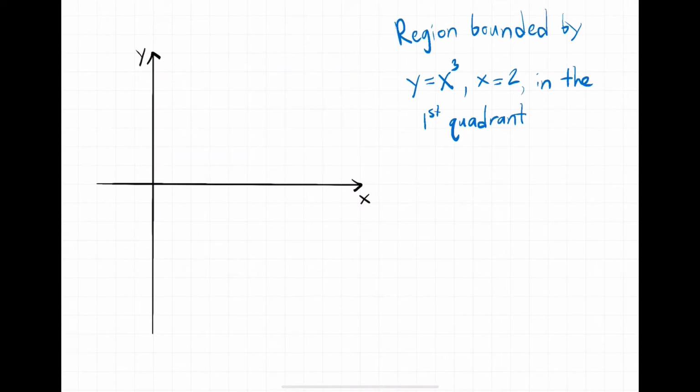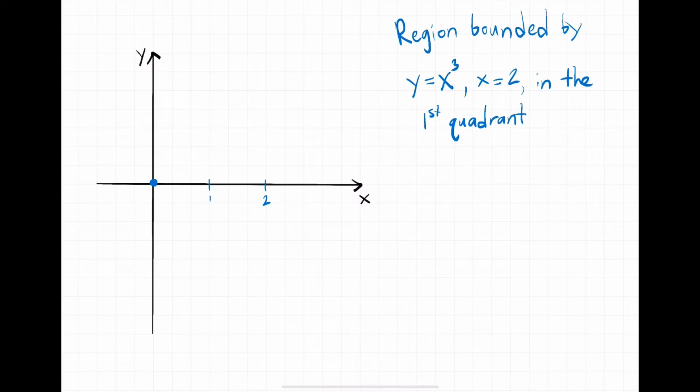So y equals x cubed is a very straightforward polynomial. This is one whose graph you want to already know. This should be in your toolkit already. It goes through the origin. Let's put 1 here and 2 here for reference.